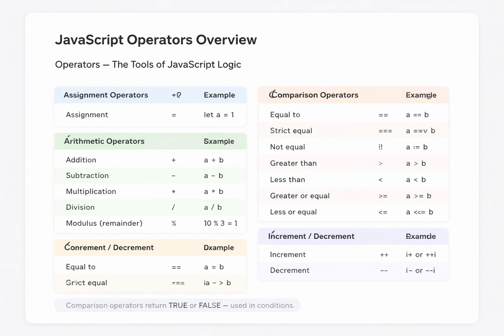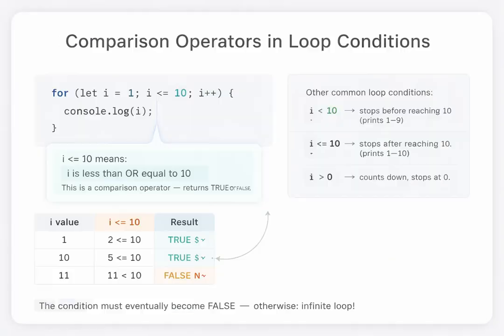And finally, the increment and decrement operators we just covered, plus plus and minus minus, for adding or subtracting 1. Understanding these operators is essential because they appear everywhere in JavaScript, especially in loop conditions and if-else statements. Let's zoom in on how comparison operators work inside loop conditions, because this is where a lot of confusion happens.